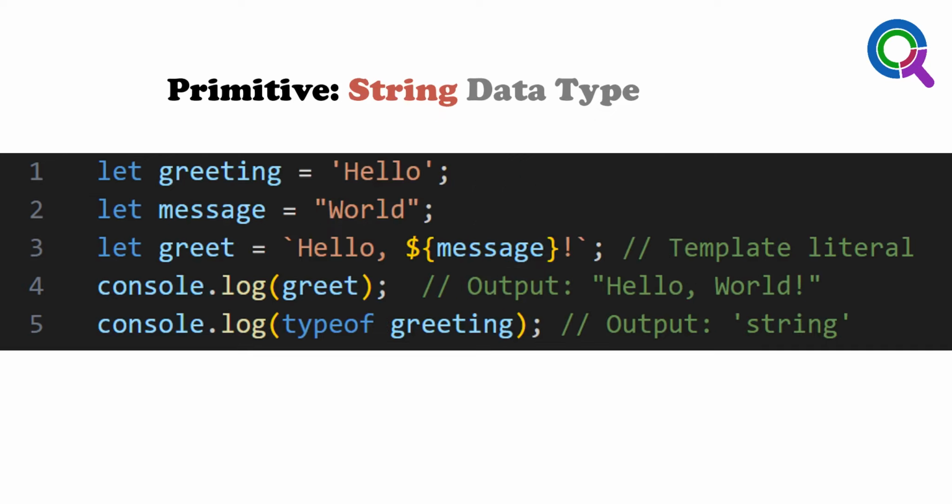Next is the string data type. It represents a sequence of characters enclosed in single quotes, double quotes, or backticks. For example, let greeting equal "hello" and let message equal "world". Both variables have the type string.